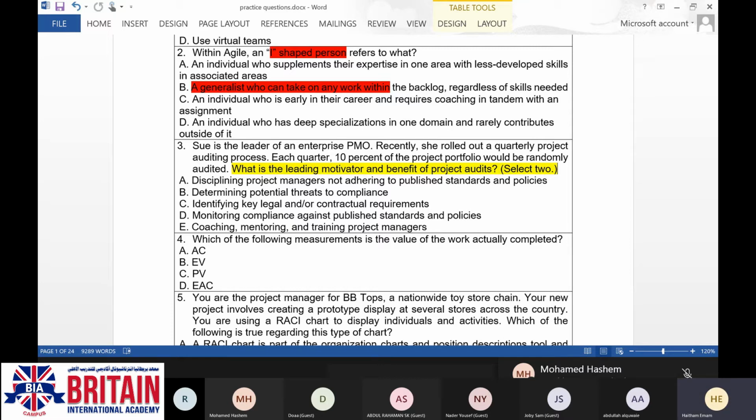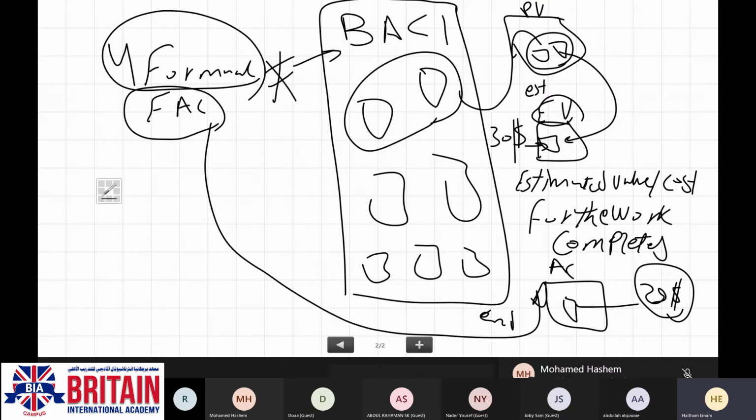The actual cost is what? The actual amount of money which you have spent in this activity. But there is nothing here referring to the actual amount of money which has been spent. They are just saying the value of the work which has actually been completed, which is referring to the earned value. I hope it is clear for each and everyone. Raise your hand if it is clear for you, please.